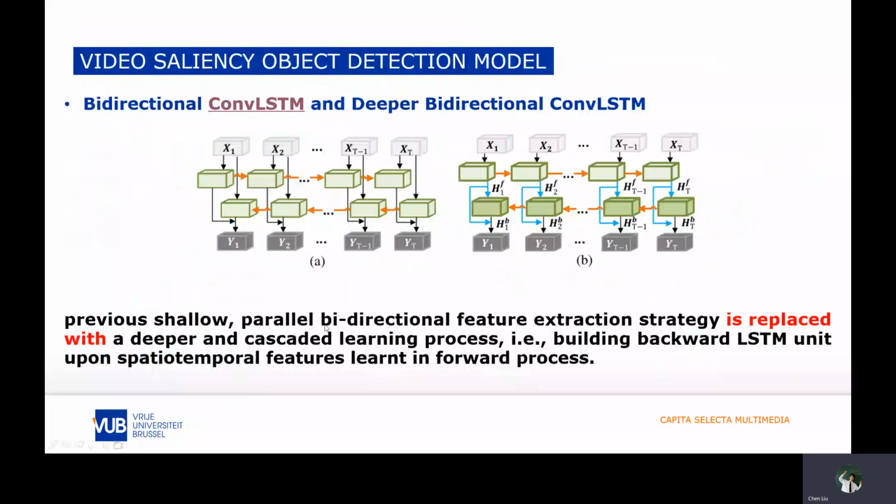The left one is a shallow parallel bidirectional feature extraction strategy. In the new one, we replace it and use a deeper cascaded learning process. You can see it builds the backward LSTM unit upon the spatial temporal features learned in the forward process. From the left one, this is the forward layer, this is the backward layer. The forward layer and the backward layer are just two parallel layers. But in the second one, the backward layer has something to do with the forward layer. So this is the process.